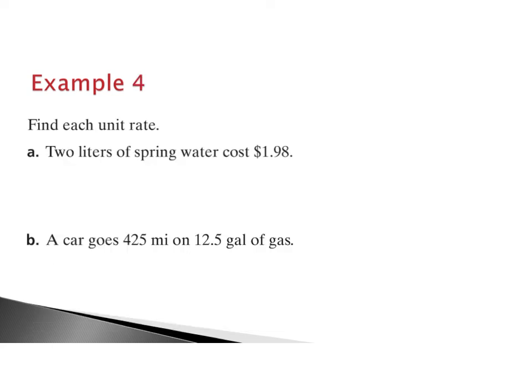And our last example says find each unit rate. For part A, it says that 2 liters of spring water costs $1.98. So typically what we're looking at is finding out how many dollars per liter we have. So I'm going to start out by writing $1.98 for every 2 liters. So this is my rate, but I want the unit rate. So that means I do have to divide it and get 1 in the denominator.